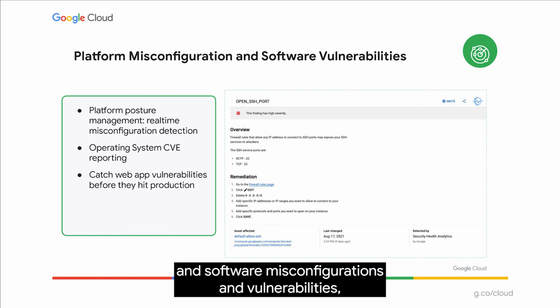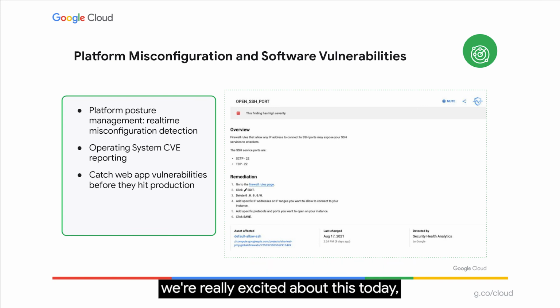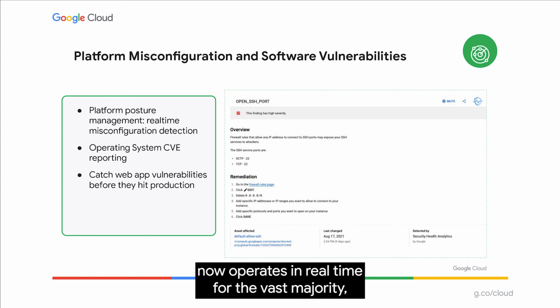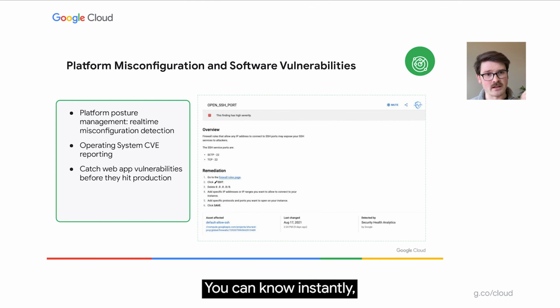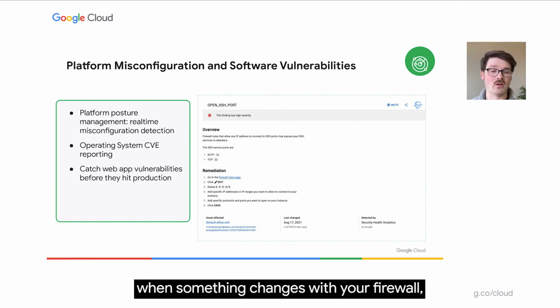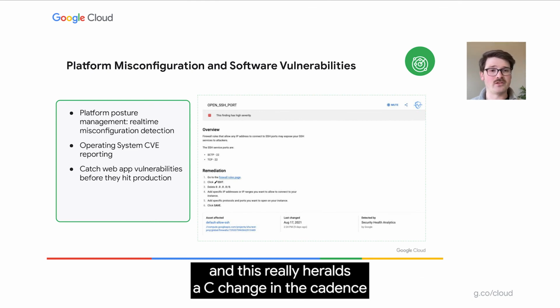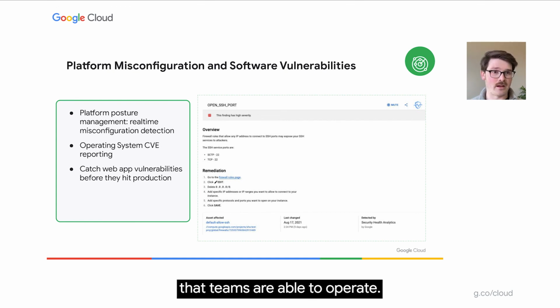On the platform and software misconfigurations and vulnerabilities, we're really excited about this today, in part because Security Health Analytics, our platform misconfiguration tool, now operates in real time for the vast majority of its issue types. And what this means is, rather than having teams with a checklist mentality of seeing, okay, is my firewall still good? Was it good 30 days ago? You can know instantly when something changes with your firewall or your other configurations. And this really heralds a sea change in the cadence that teams are able to operate.